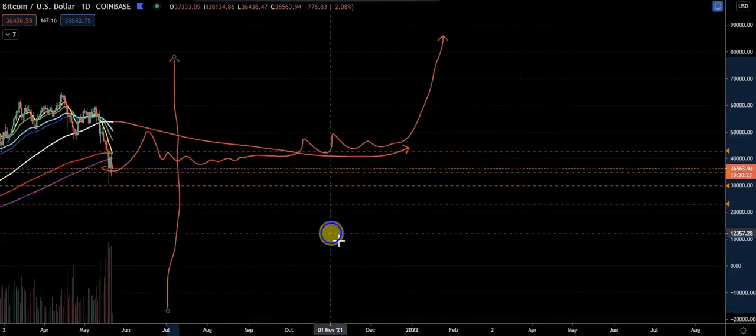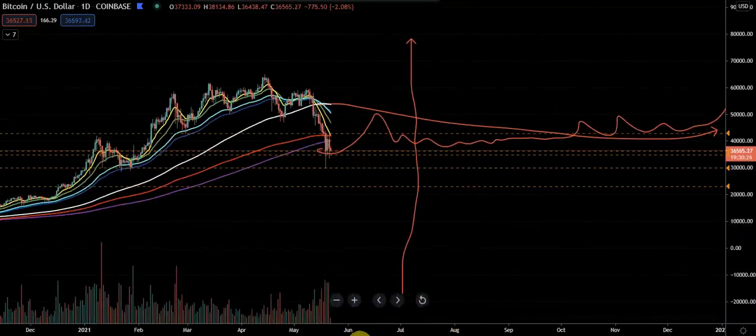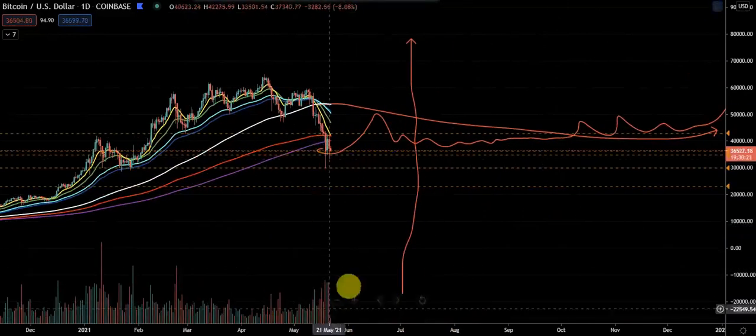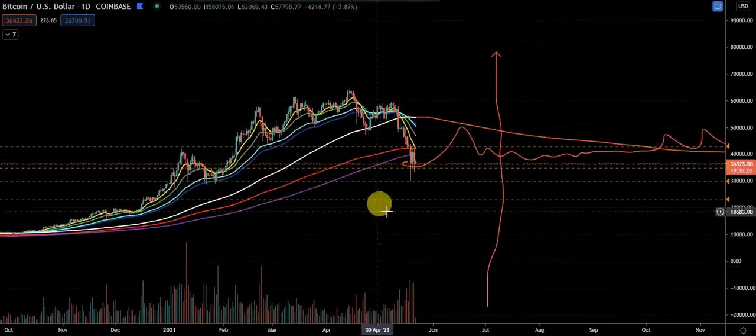Maybe this is just probably too stretched out, or it wasn't stretched out enough, the chart.